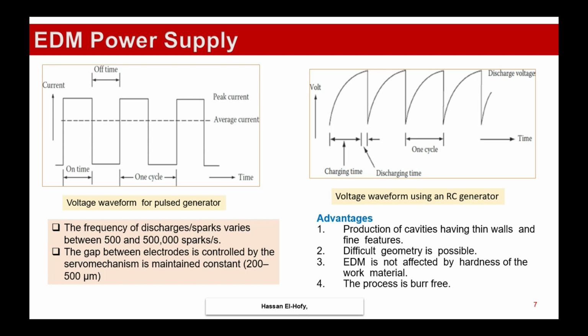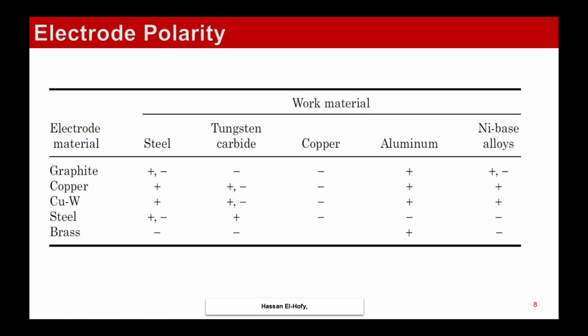EDM is not affected by the hardness of the workpiece material. This is a general remark of EDM. The process is burr-free. When we come to the electrode polarity, we can have the tool connected to either positive or negative, and the workpiece as well can be connected to positive or negative. This is not similar to ECM, where the tool must be negative and the workpiece must be positive.